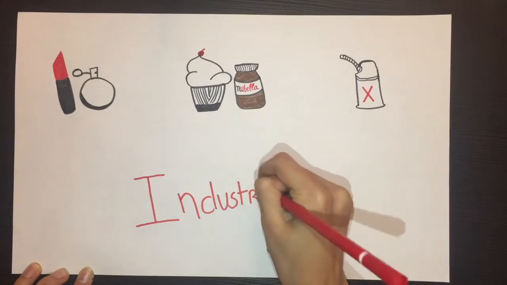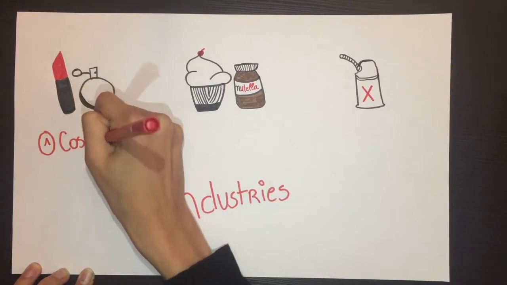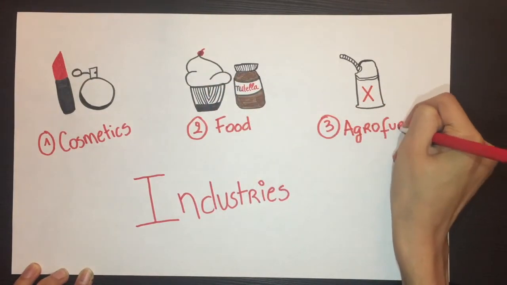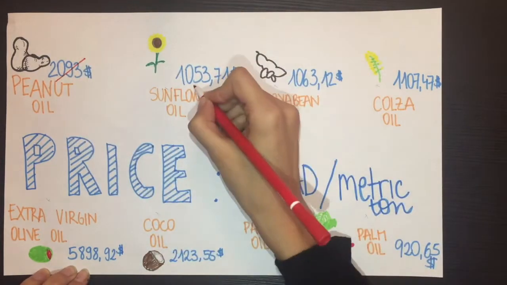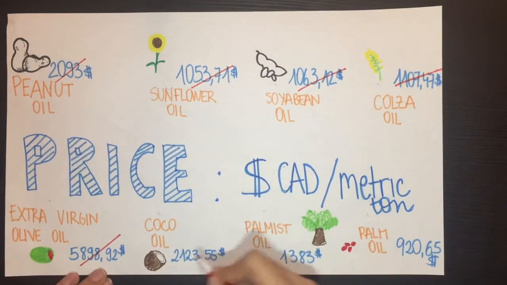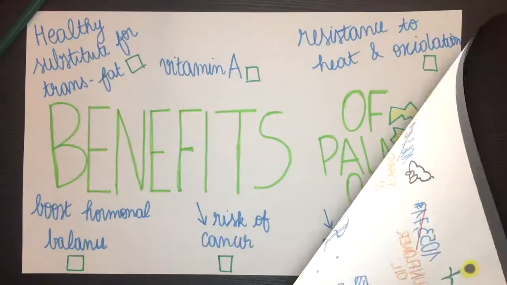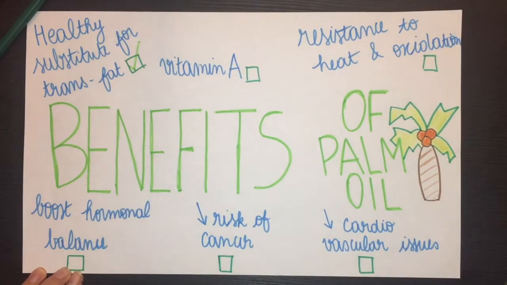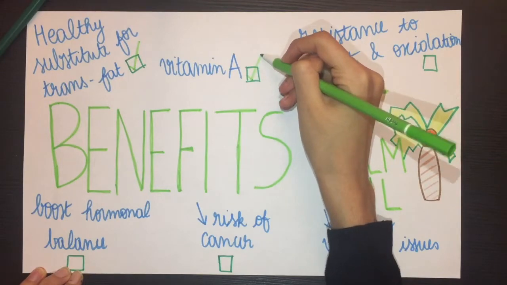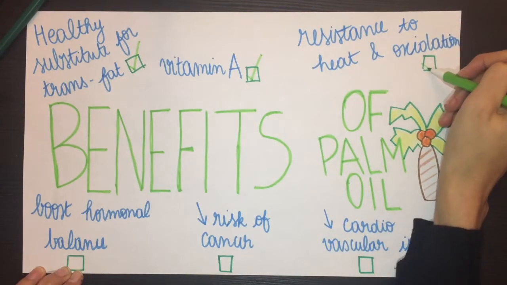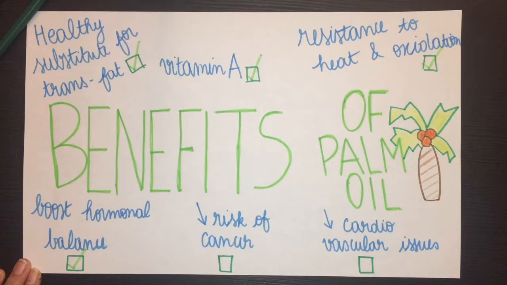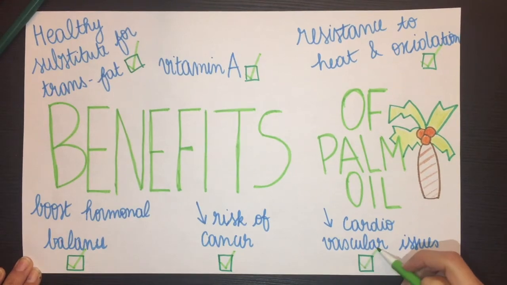Moreover, palm oil is very popular in several industries such as cosmetics, food, and agri-food. It is possible to compare the price of the different oils and we can see that the palm oil price is quite cheaper. There are several benefits of using palm oil, such as it is a healthy substitute for trans fat, high rate of vitamin A, strong resistance to heat and oxidation, a boost of hormonal balance, decrease in the risk of cancer, and also cardiovascular issues.